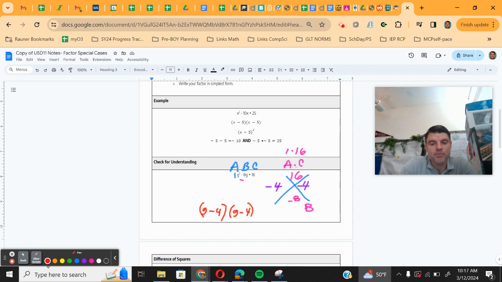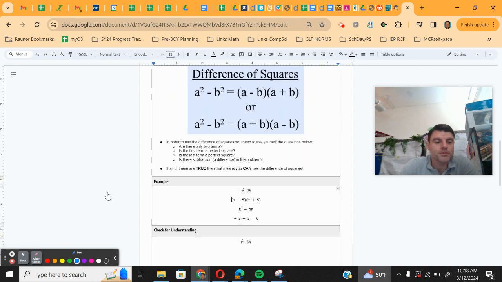Now, I don't write them like that twice. What I do is I use exponents. All right, so my final answer is going to be g minus 4 squared in parentheses. All right, let's move on.